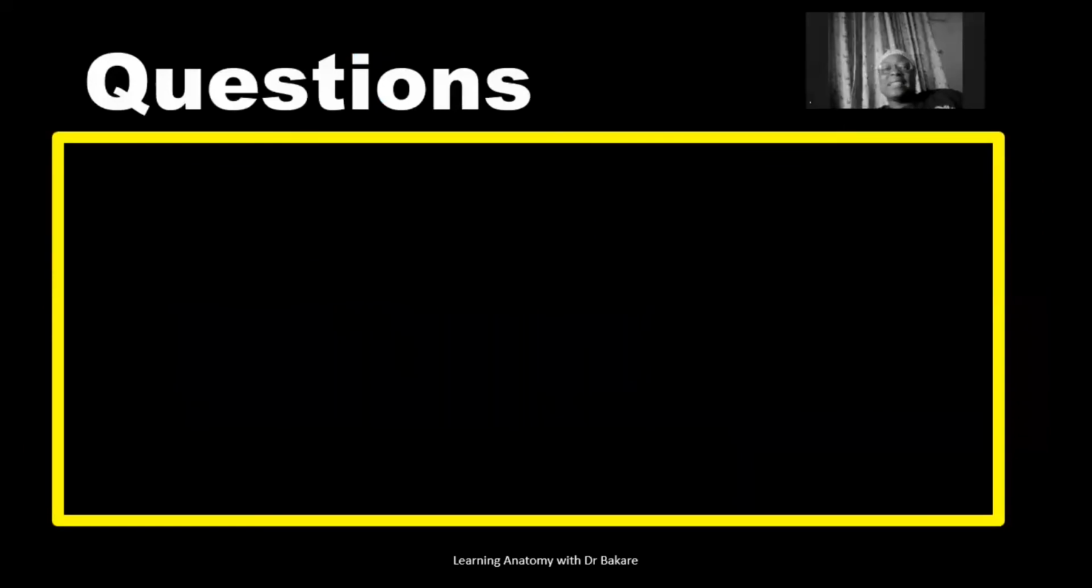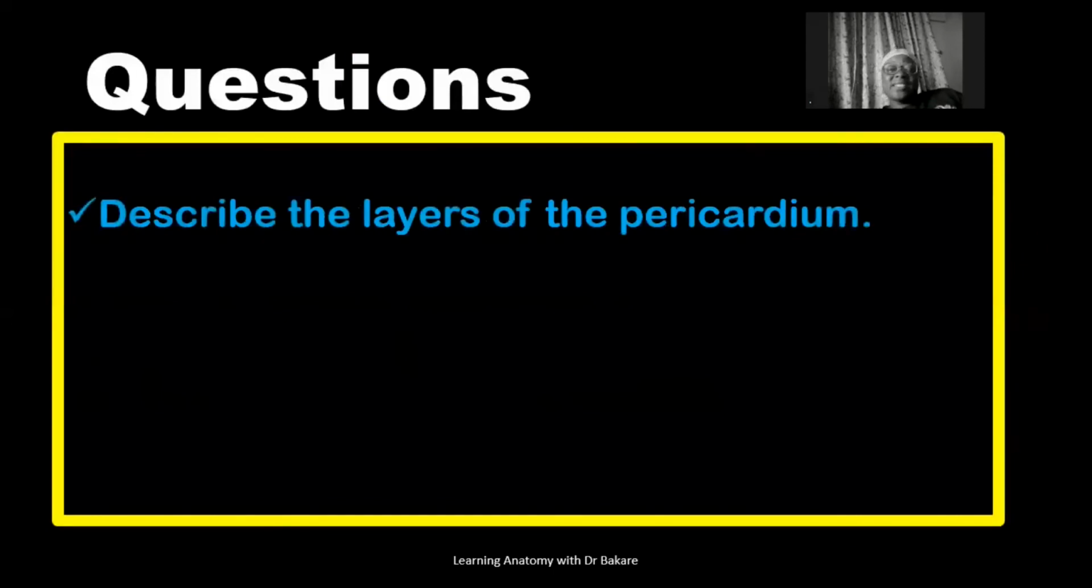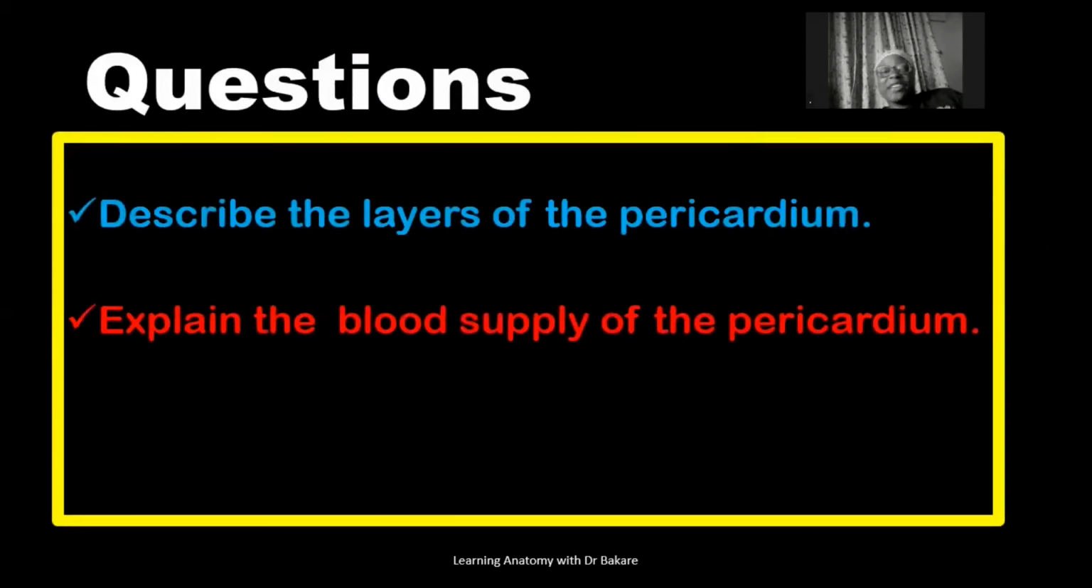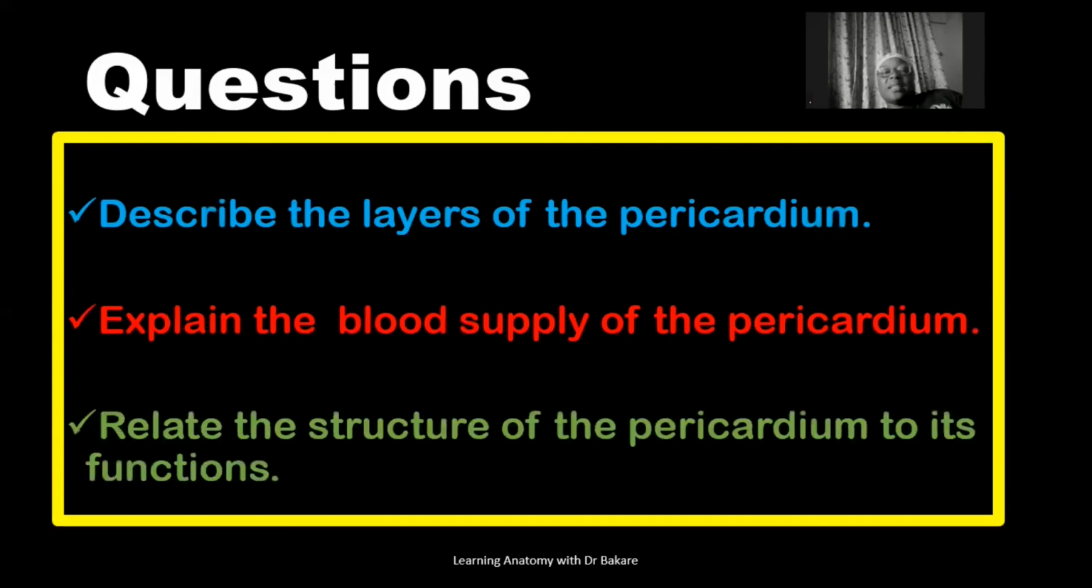So let's look at these questions to see how far we've been able to understand the content of this lecture. The first question is to describe the layers of the pericardium. The second question is to explain the blood supply of the pericardium. We have established that we have major supply. We have some minor supplies also. Then the third question is to relate the anatomical configuration of the pericardium to its functions.